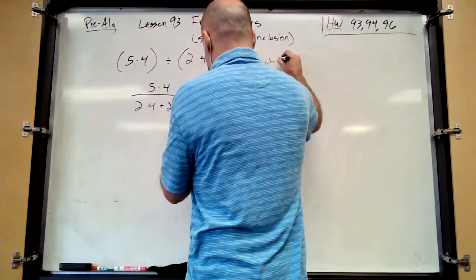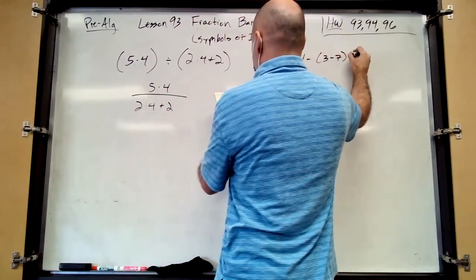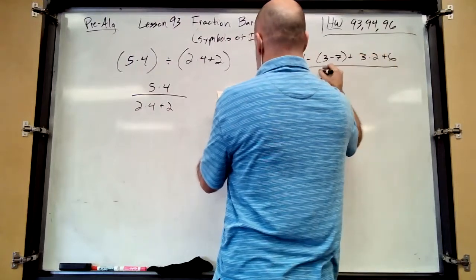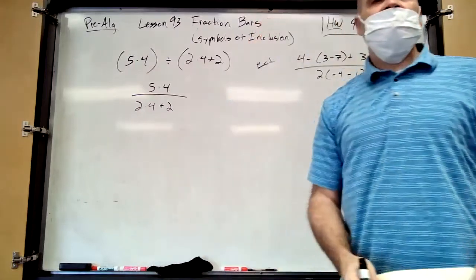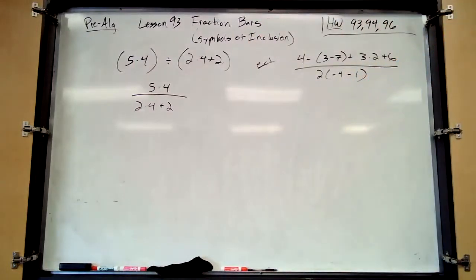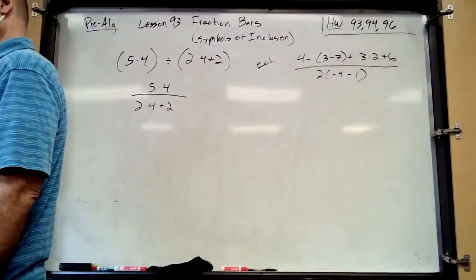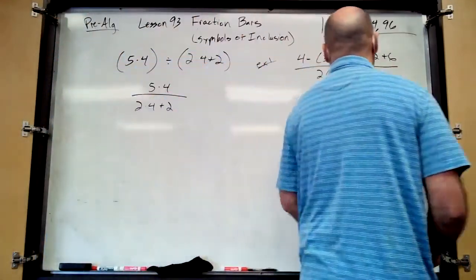Example 1. 4 minus parenthesis 3 minus 7 plus 3 times 2 plus 6 all over 2 times negative 4 minus 1. Let's see if you can do that. You can try it in your head if you want. You should get a nice little negative number. Is it negative 2? Wow, nice work. It is negative 2. Let's see what she did.